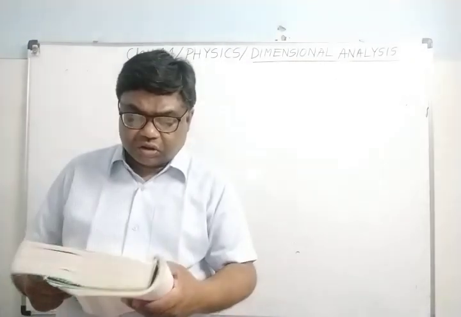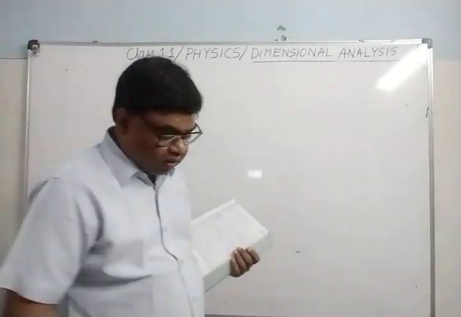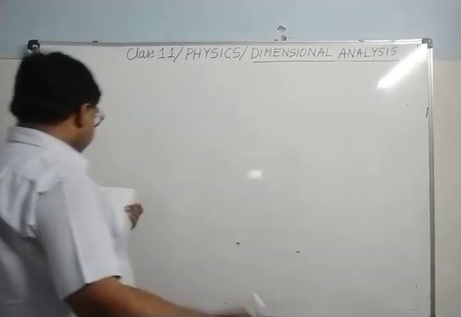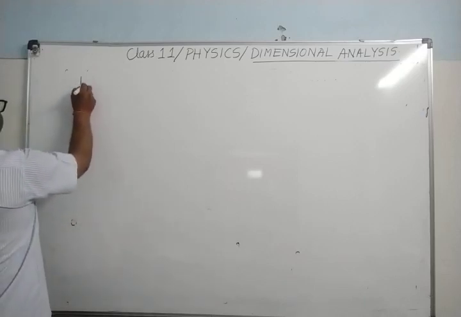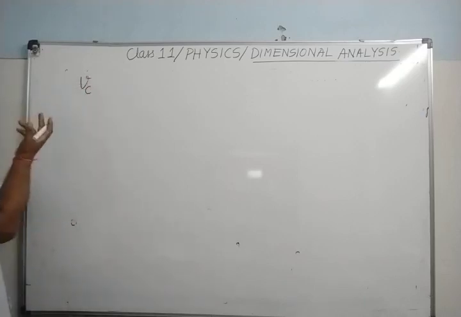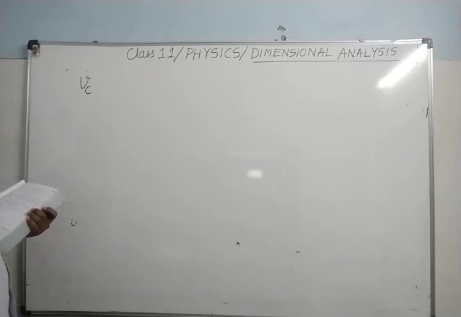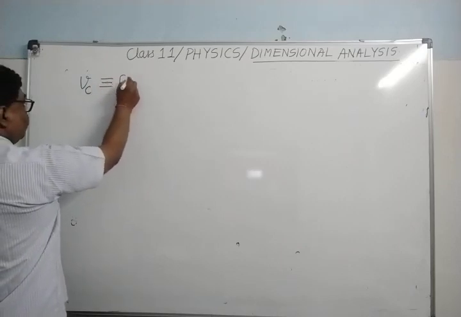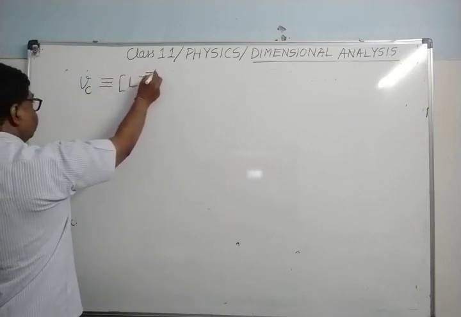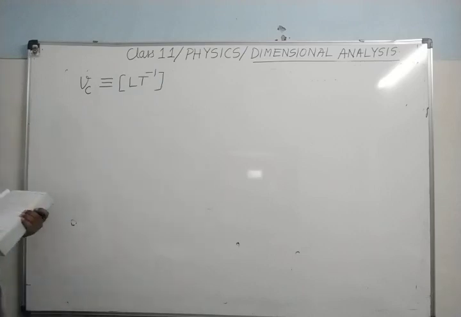You can see, for example 15. Example 15. The critical velocity Vc of the liquid. Critical velocity means simply velocity. This is velocity. Critical velocity Vc of the liquid. It is velocity, so what will be dimensional formula? LT minus 1. It's clear.